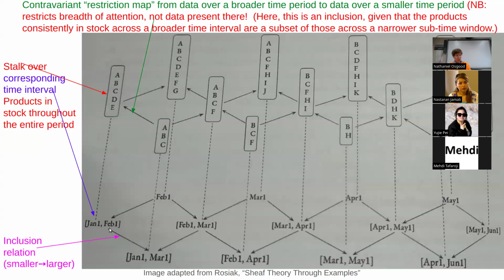So this is an inclusion relation from smaller to larger. Here we have an inclusion: the set of products continuously in stock from a larger time frame is a subset of those continuously in stock for the smaller set. And if we consider it as a function, there's an injective map here. There's a monomorphism. This is a subset of this.